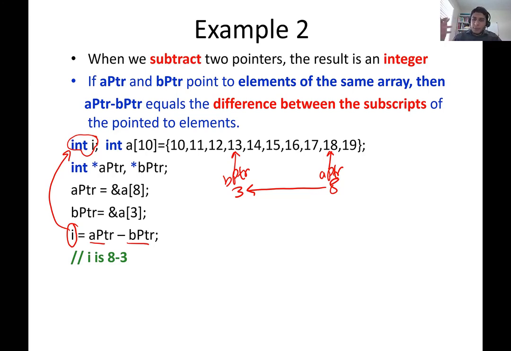But how does this happen? Because Nicole asked, wouldn't I have to take care of, for example, if this is an int array, each element has 4 bytes. So let's discuss this in a little bit of detail. Assume the starting address here is 0, right? So what would be the address of 11? What do you think?